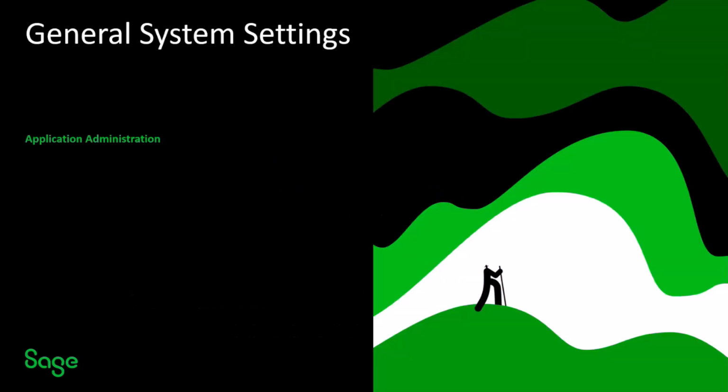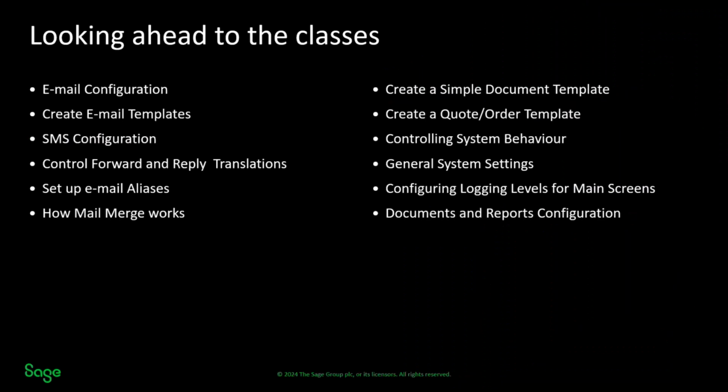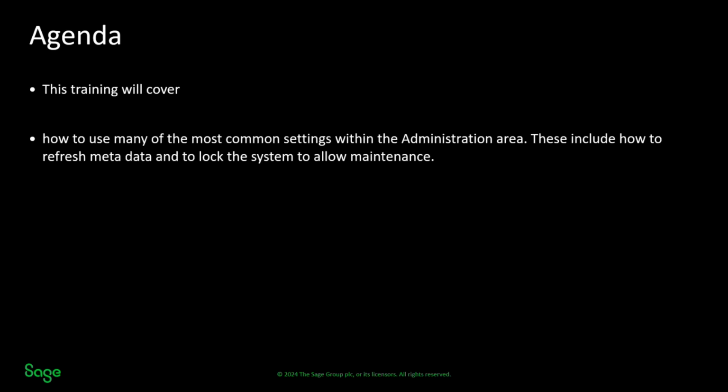Well, hello and welcome to this lesson, which is all about the general system settings within Sage CRM. We're moving our way through the different topics of this current series of lessons around Sage CRM. In our particular lesson today, we're going to be covering the knowledge needed to understand how to use many of the most common settings inside the administration area. These include how to refresh metadata and how to lock the system to allow system maintenance.